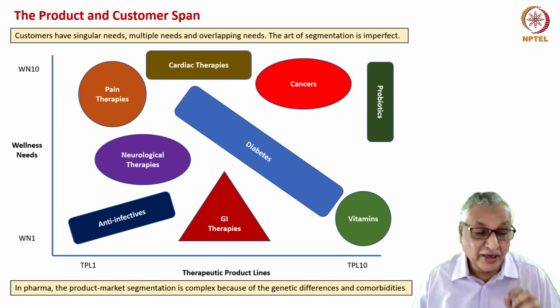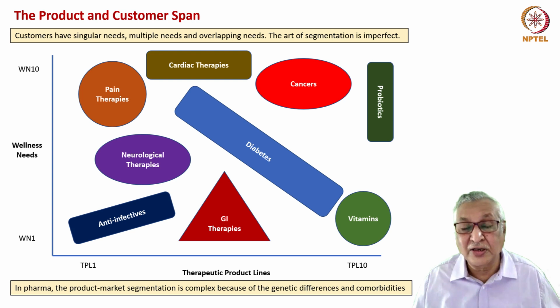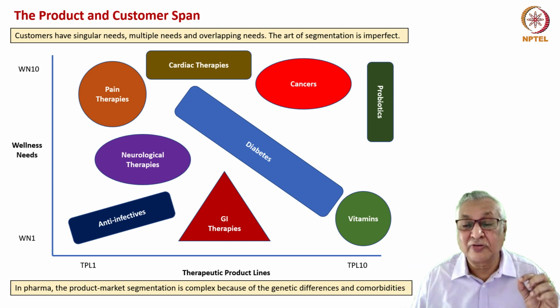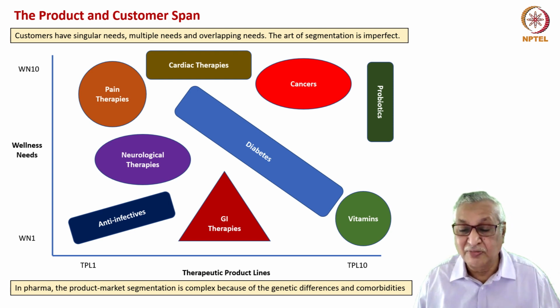Pain therapies are again a concentrated therapy line, but the wellness needs could be very acute. Cardiac therapies, again, chronic diseases, more extended. Cancers, on top of the mind for urgent attention as well as for a very specific wellness paradigm. Then you have probiotics and vitamins, which help individuals become better individuals whether the disease is there or not. In the pharmaceutical industry, the product market segmentation is indeed complex because of the genetic differences of the people and also the comorbidities which different people suffer.